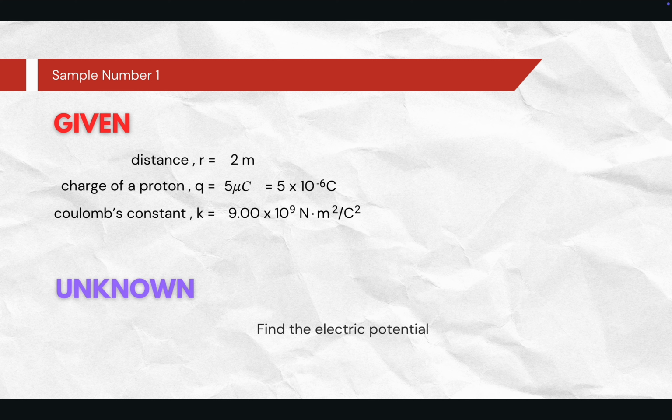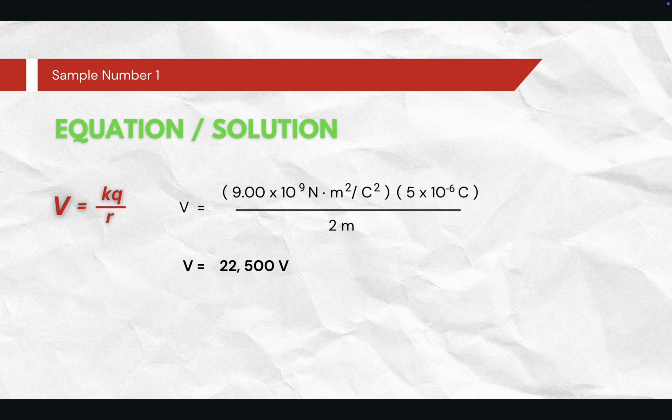Hahanapin natin electric potential. Ang equation na gagamitin natin is yung kanina, sabi ko kanina, V is equal to K times Q over r. So, substitute lang din natin. K is the Coulomb constant, tas yung Q is yung charge, and then yung r is the distance. Then, yung sagot is magiging 22,500 V. Volts.